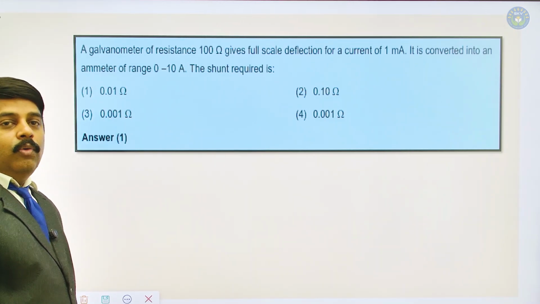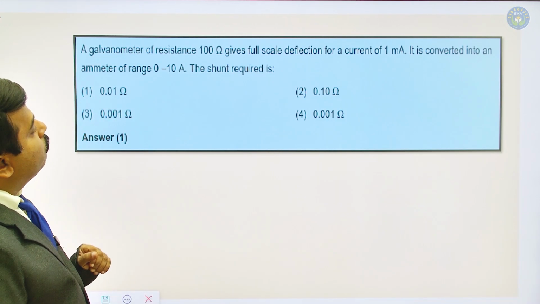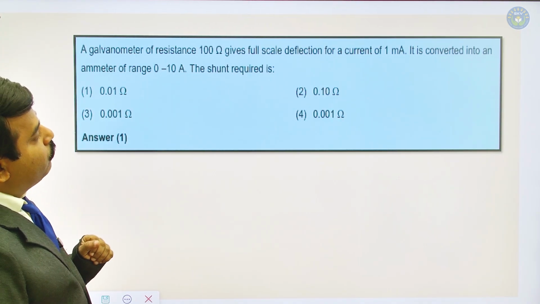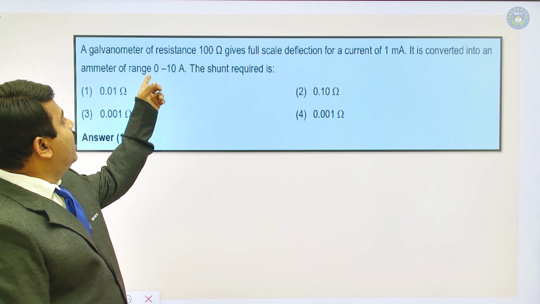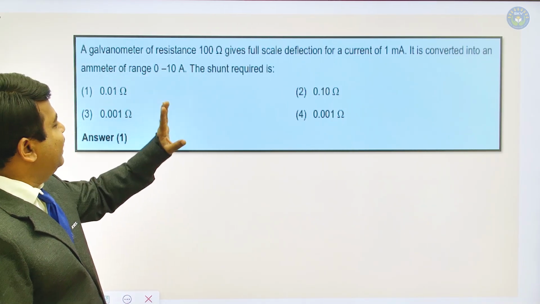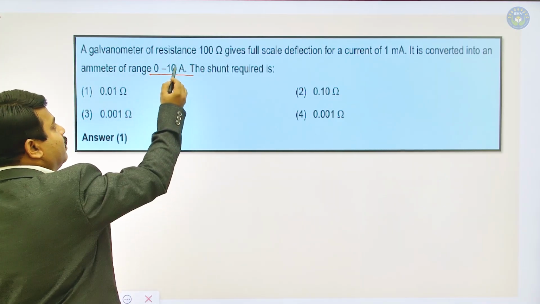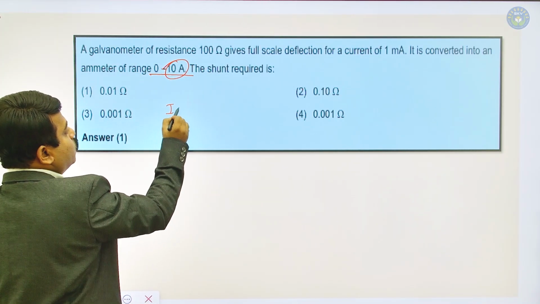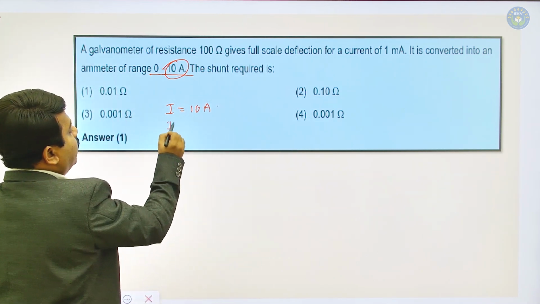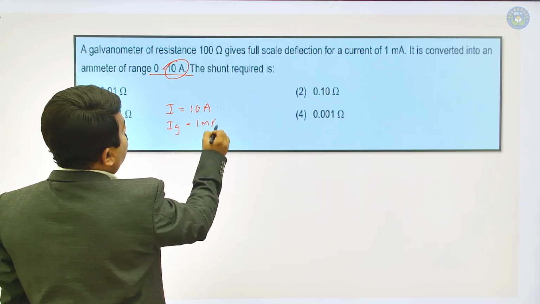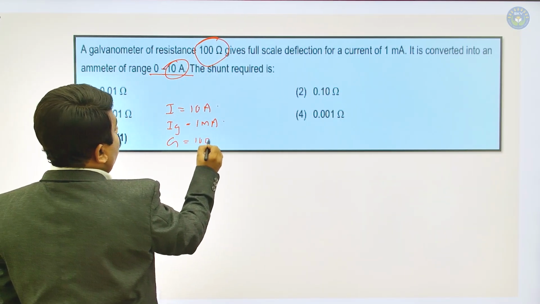All right. Now let us go to question number 36. A galvanometer of resistance 100 ohm gives full scale deflection for a current of 1 milliampere. It is converted into an ammeter of range 0 to 10 ampere. The shunt required is, see, the range required is 0 to 10 ampere, then the maximum main current should be 10 ampere. And the galvanometer current is mentioned, Ig is equal to 1 milliampere, and the galvanometer resistance is 100 ohm.